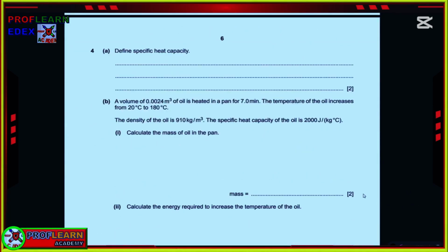Define specific heat capacity. Specific heat capacity can be defined as the amount of thermal energy required to raise the temperature of 1 kg of a substance by 1 degree Celsius.